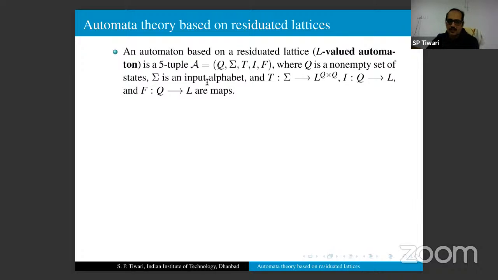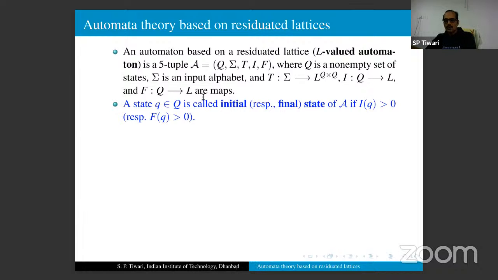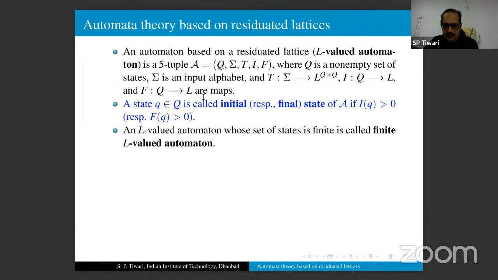Again, all the things are the same: Q, sigma, and F. But here the structure of F is a map from the set of inputs to L power Q cross Q. This is the collection of all the maps from Q cross Q to L. Plus two new things are here, I is from Q to L and F is from Q to L. These two maps are included here instead of fixing a single initial state. So a state is initial or final if its value is always greater than the smallest element, and if Q is finite, the automaton is finite.